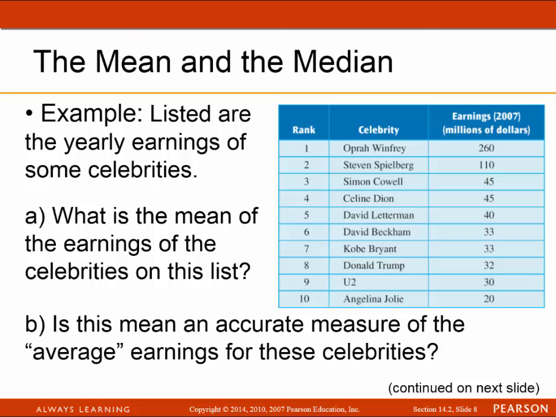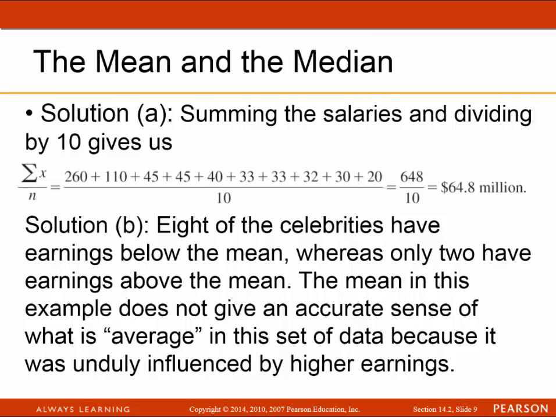So the first thing that we're going to do is find the mean. Summing these earnings and dividing by 10 gives us $64.8 million. Remember, add up all of the x's and divide by how many you have. Now for B, we have that 8 of the celebrities have earnings below the mean, whereas only 2 of them have earnings above the mean.